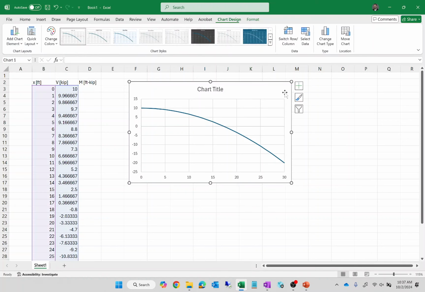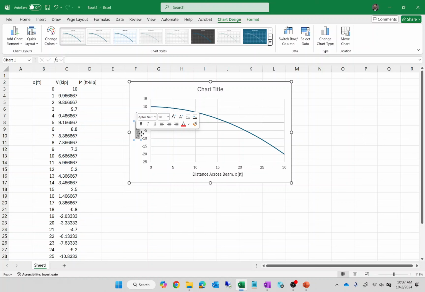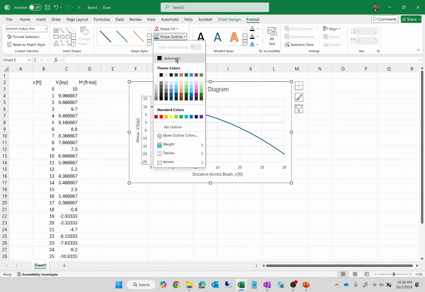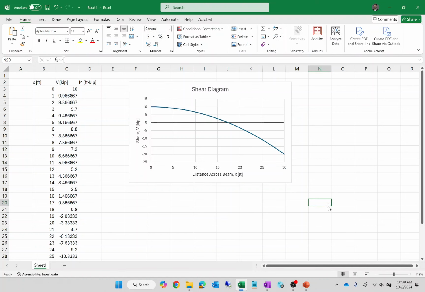All right, let's take this and put some titles on it. Call that distance across beam. Let's call that shear. Call this the shear diagram. And just so everybody can see this in the class on the screen, I'm going to take the axes and make them a little darker so you can see where the 0 line is. Maybe I'll make these grid lines a little lighter.